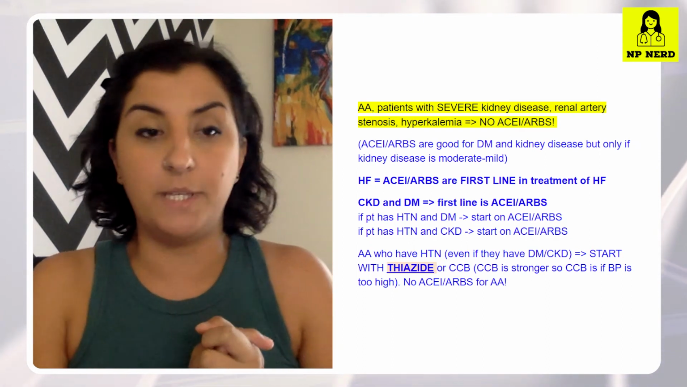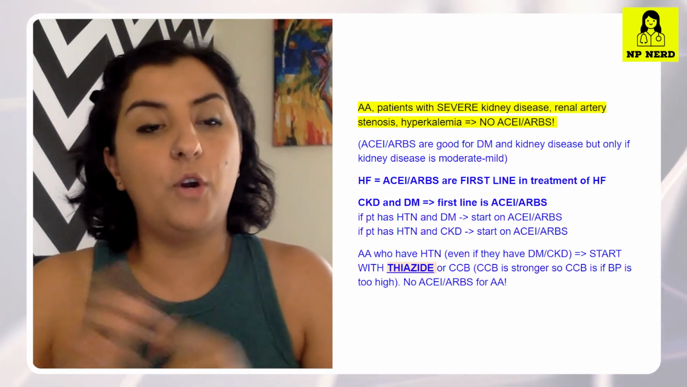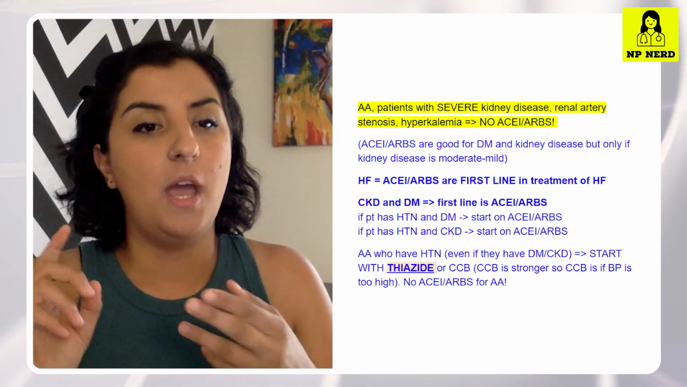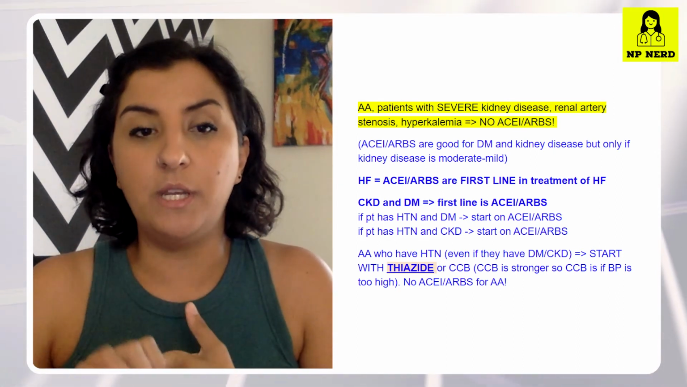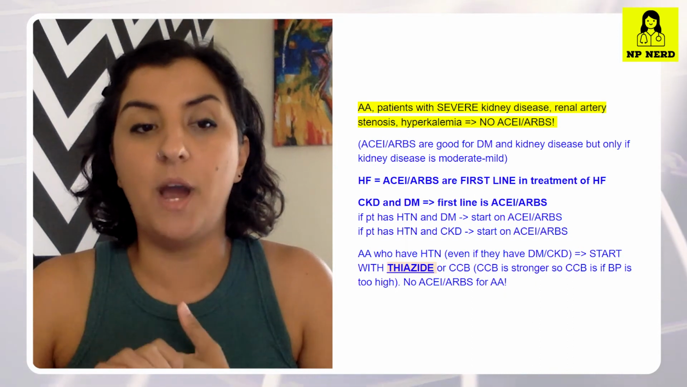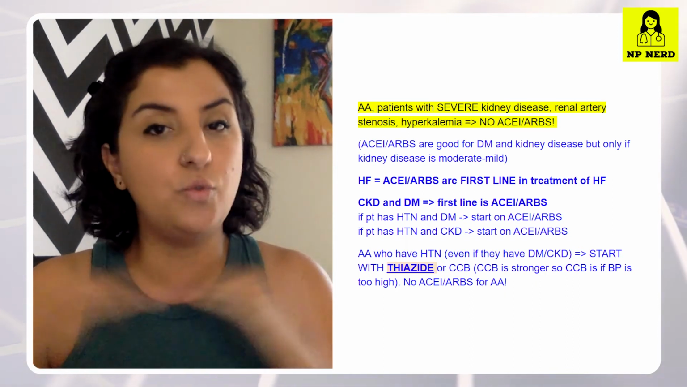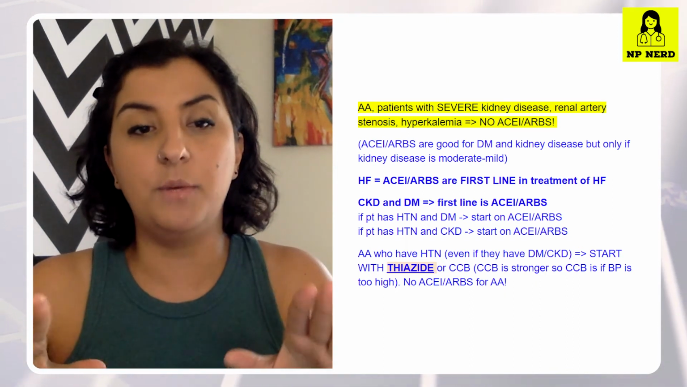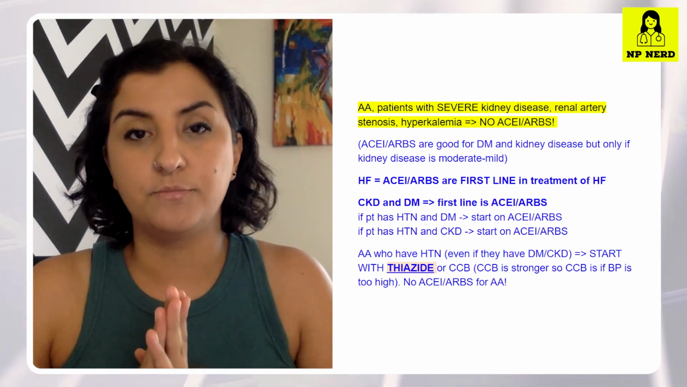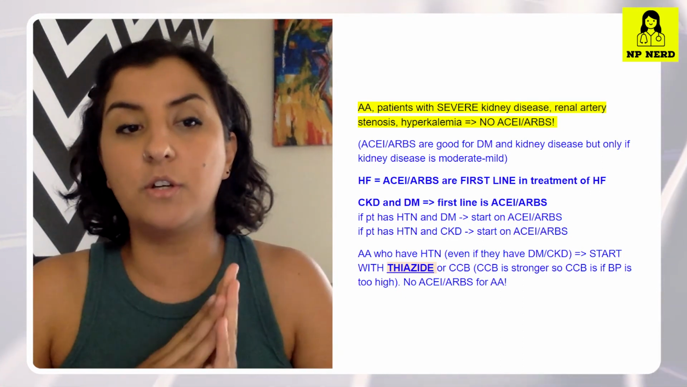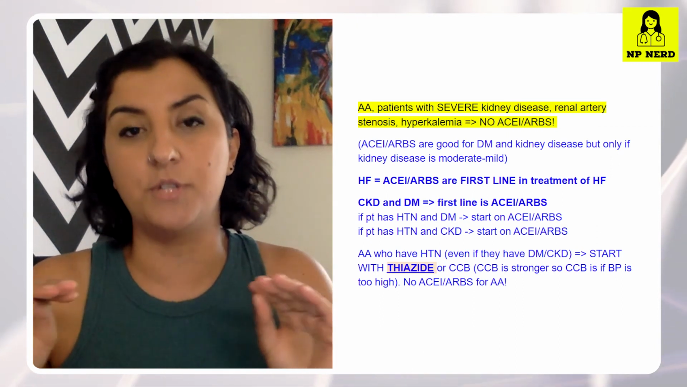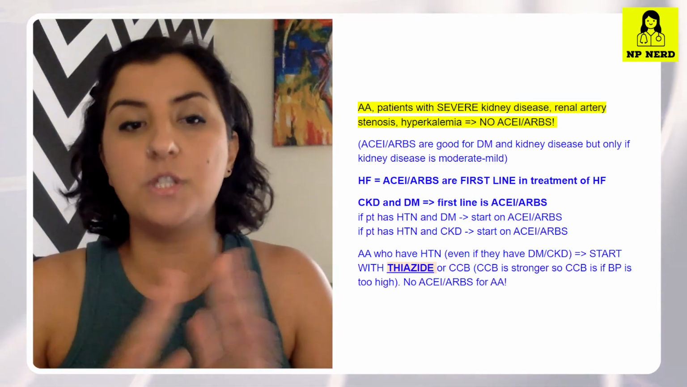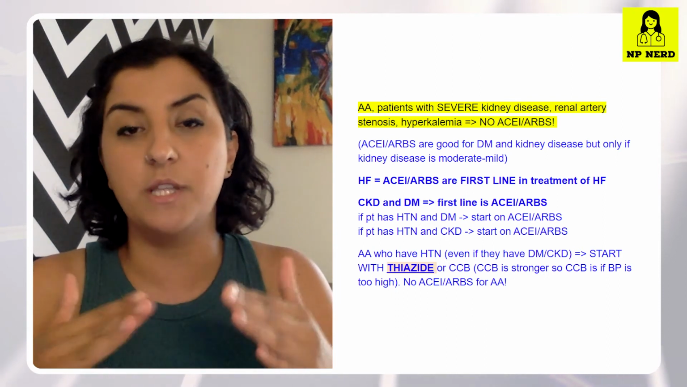Moving along to blood pressure medications now. For African American patients, and for patients with severe kidney disease, patients with renal artery stenosis, and patients with hyperkalemia, you do not prescribe ACE inhibitors or ARBs. Okay, remember that. These are the times and the people that you do not prescribe ACE inhibitors and ARBs for. You don't start with that. This is not your first line of treatment.